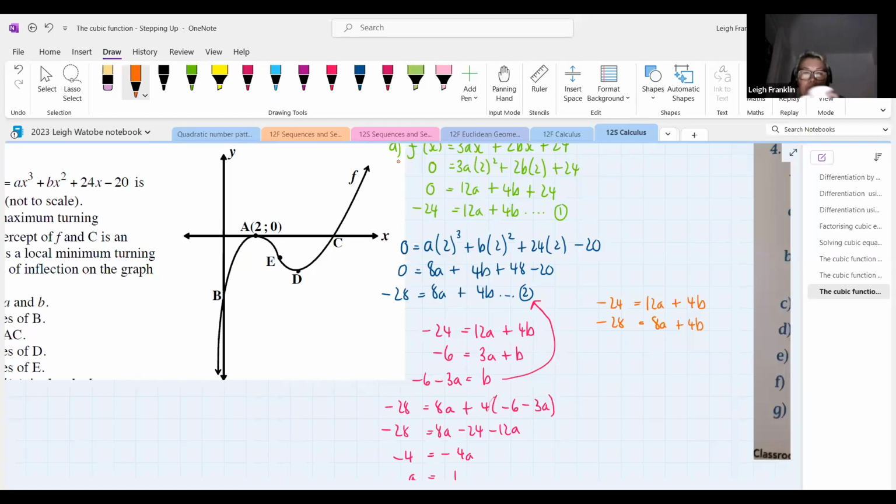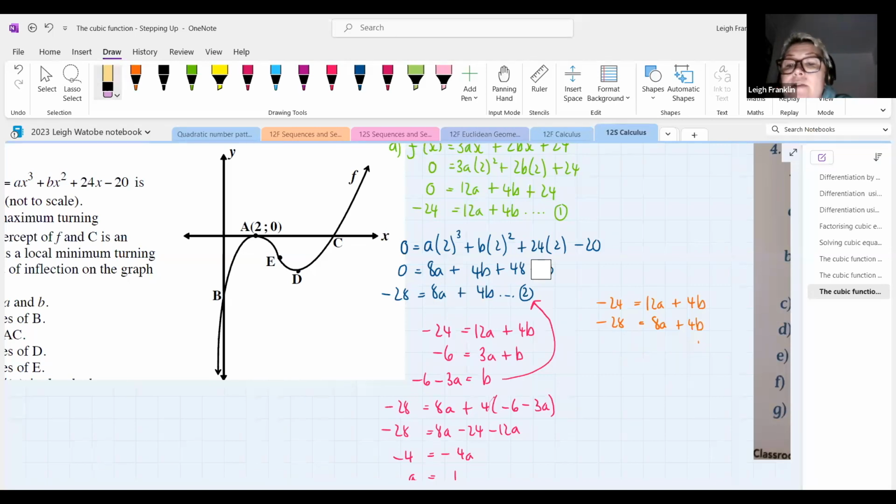So since we have positive 4b and positive 4b on both equations, we're going to multiply the second equation with a negative. Okay. All right, and you then can do that. That's fine. And then you're going to get positive 28 equals negative 8a minus 4b, and then the negative 4b and the 4b cancel out each other. All right, you've got the right idea here. Well done, that's exactly it.